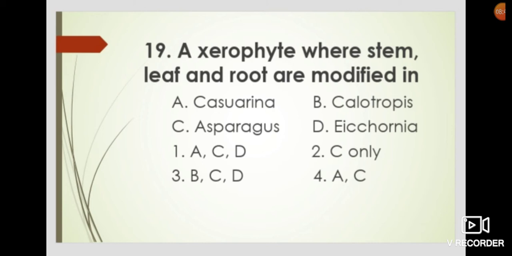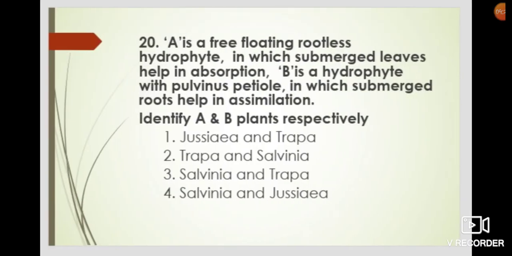Next question is 19th. A xerophyte where stem, leaf and root are modified in Casuarina, Calotropis, asparagus, Eichhornia. The right answer is fourth one. A and C. Casuarina and asparagus. A xerophyte where stem, leaf and root are modified in Casuarina and asparagus. Question number 20.